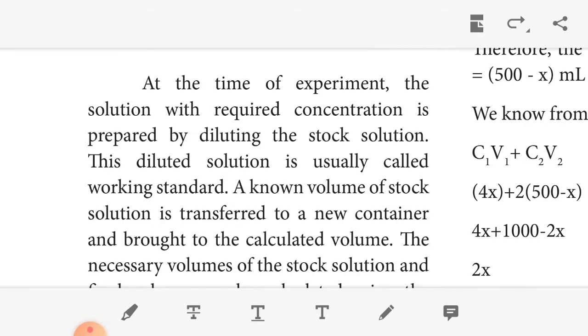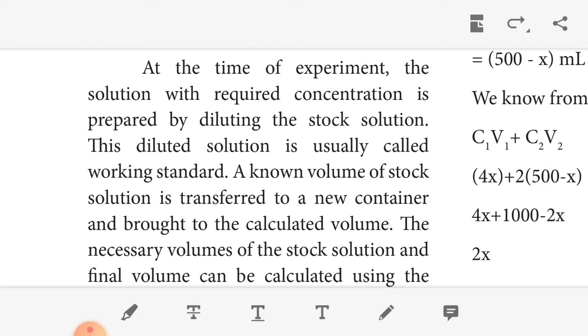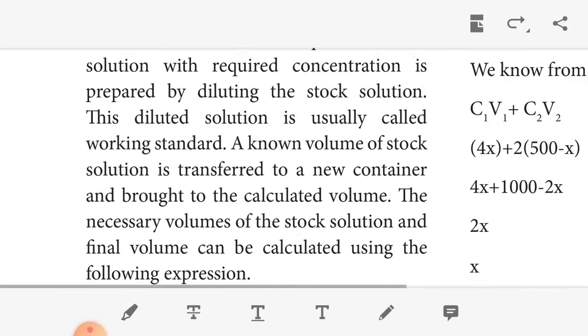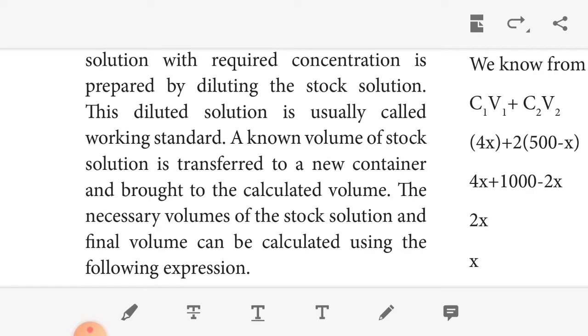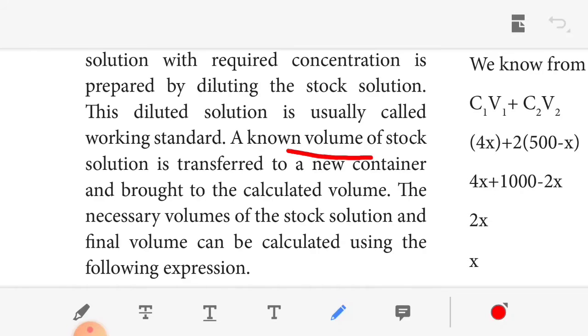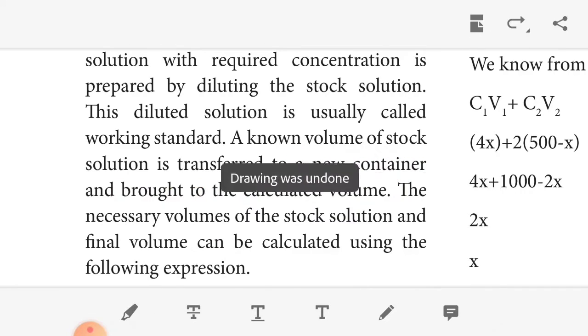Okay, the next one: at the time of an experiment, a solution with the required concentration is prepared by diluting the stock solution. So, diluting the stock solution. If we need a small amount, we can take a small amount of the stock solution and dilute it, and it is called a working standard. A known volume of the stock solution is transferred into a new container and brought to the calculated volume. The necessary volume of the stock solution and the final volume can be calculated using the following expression.